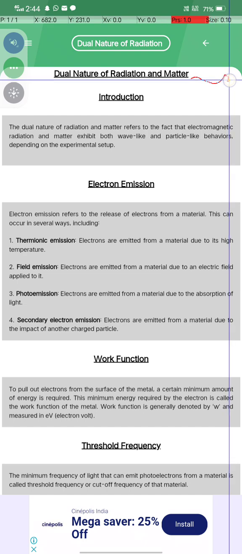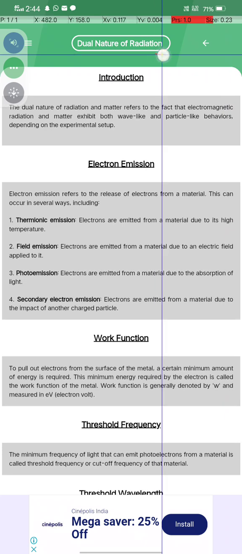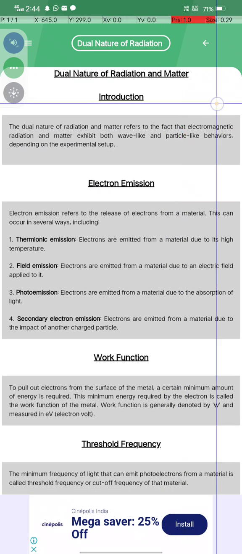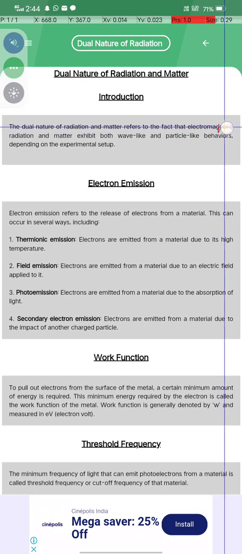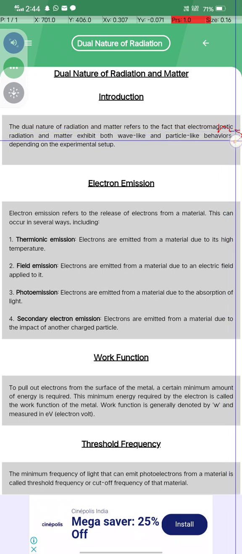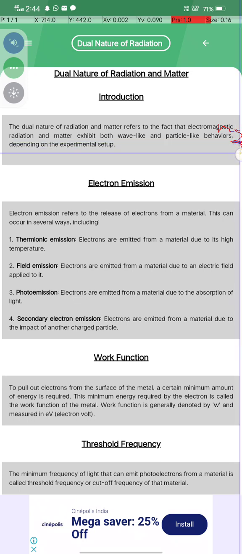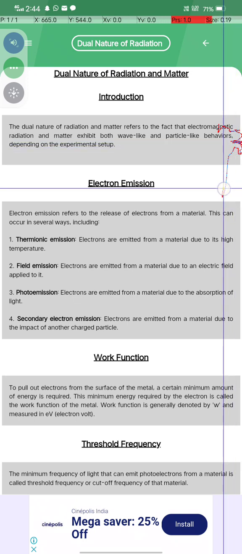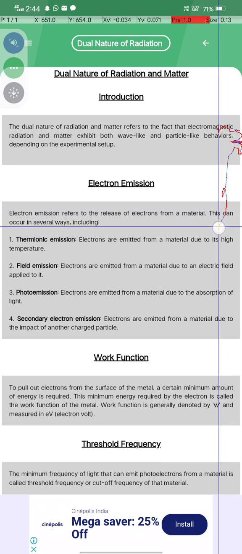The chapter name is the dual nature of radiation and matter. What is the dual nature of radiation? Introduction: dual nature of radiation and matter refers to the fact that electromagnetic radiation and matter exhibit both wave-like and particle-like behavior depending on the experimental setup. Electron emission, let's see what comes.